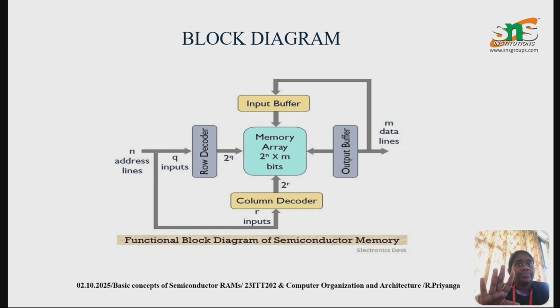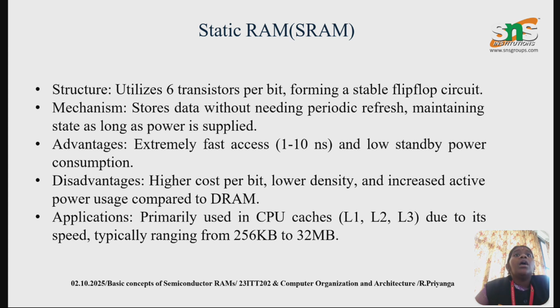Next we move to static RAM. Static RAM structure: it stores each bit of data using 6 transistors arranged in a flip-flop circuit. A flip-flop is a small digital circuit that can hold either a 0 or 1 as long as power is supplied. Because of this transistor-based design, SRAM is more complex but also more stable. What is the mechanism? Unlike DRAM, which needs constant refreshing, SRAM stores data statically. Once a bit is set, it stays the same without periodic refresh as long as electricity is flowing. This makes SRAM faster and simpler in operation.